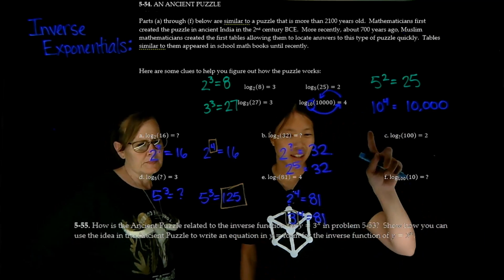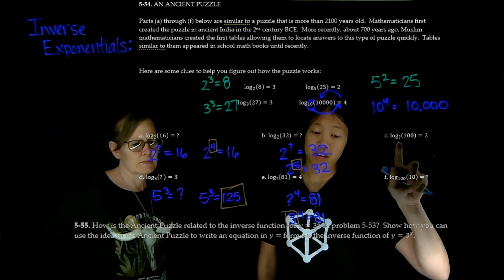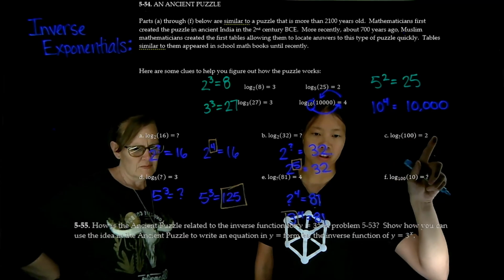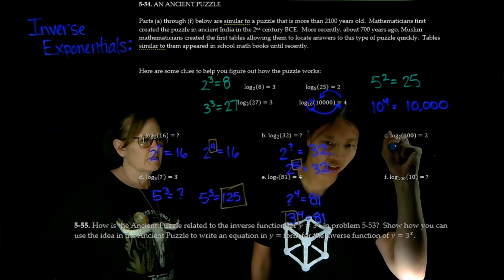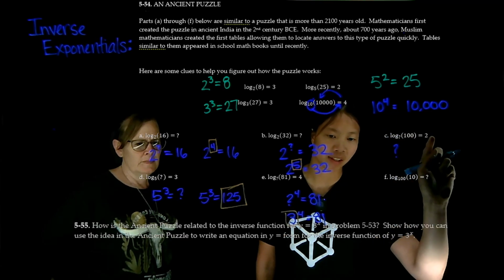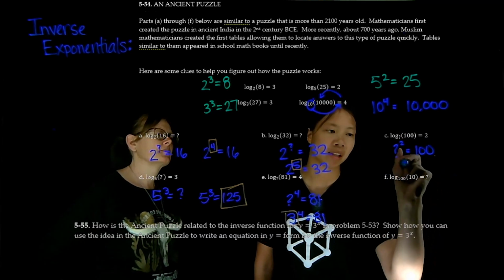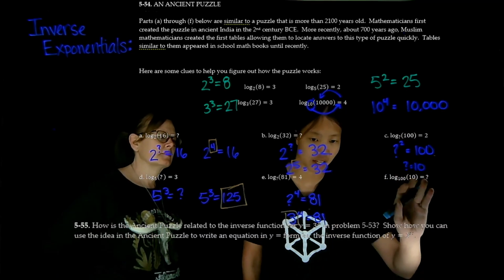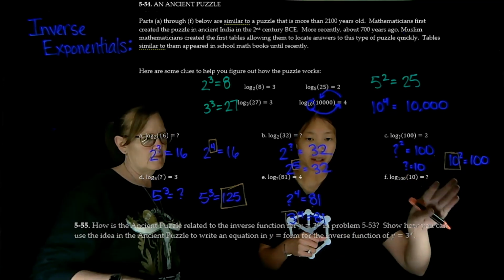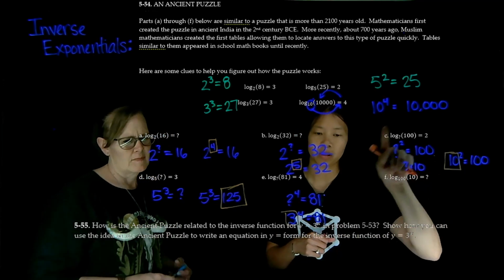All right, part C here, same idea. We have log base of something of 100 equals 2. So my base is unknown, but we know if we raise that to the 2nd power that we get 100. Something squared is 100, and we know that something has to equal 10 because we know 10 squared is 100. So we know that the base of this log would have to be 10 for this equation to be true.